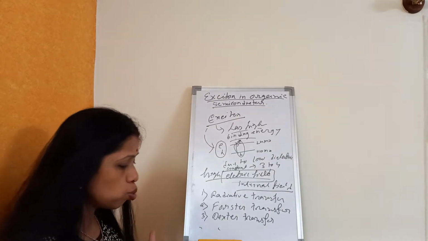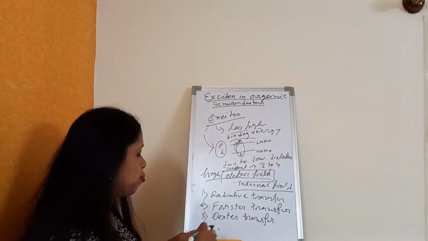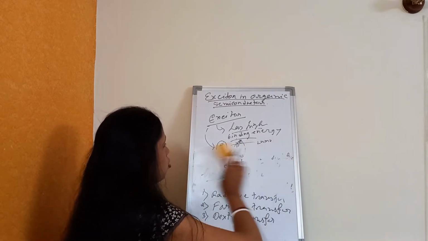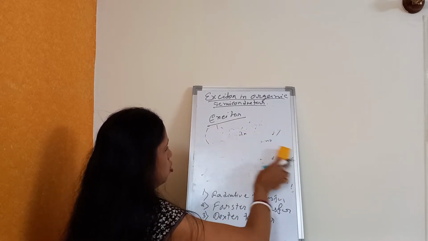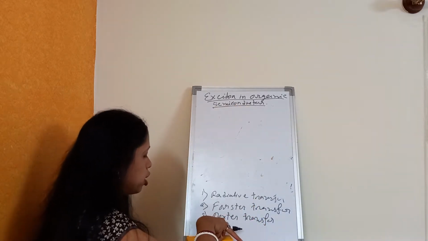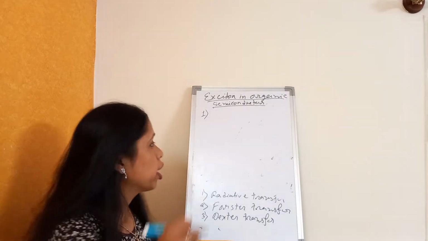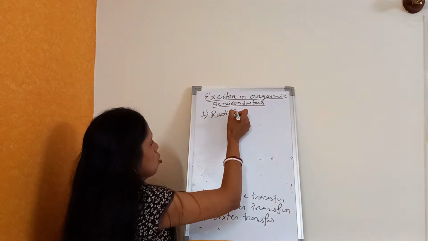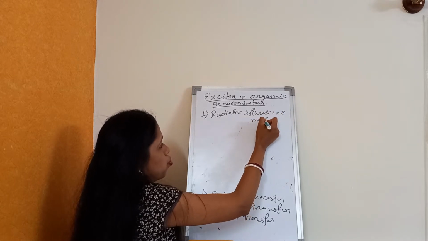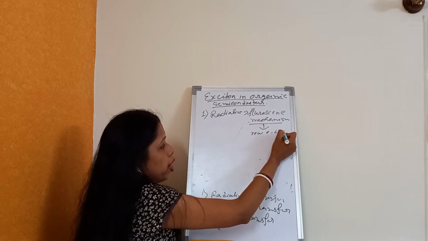So if we apply only the internal electric field, that is not sufficient in the case of an organic semiconductor. First I will tell about the radiative transfer. First one is the radiative transfer, process number 1. The radiative transfer is related to the fluorescence mechanism.